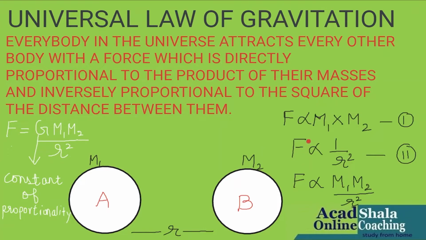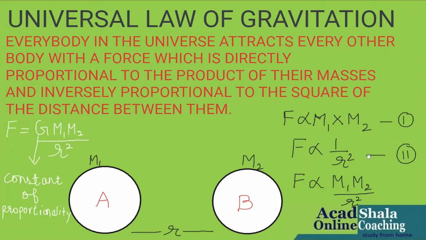And the force between the two bodies, that is two objects, is inversely proportional to the square of the distance between them. That is, F is proportional to 1 upon R square. This is inversely proportional, children. So we have written the second expression as F is proportional to 1 upon R square. And for this expression, we give the name as second equation.